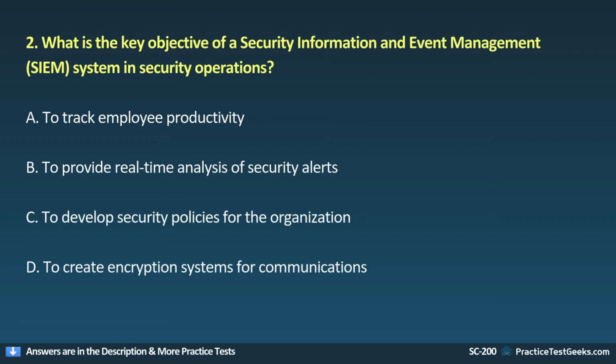2. What is the key objective of a security information and event management (SIEM) system in security operations? A. To track employee productivity. B. To provide real-time analysis of security alerts. C. To develop security policies for the organization. D. To create encryption systems for communications.